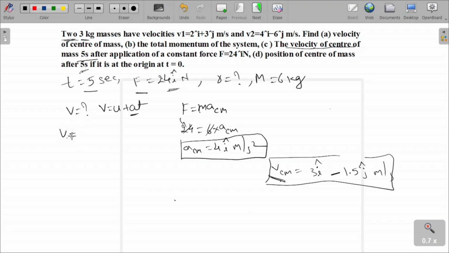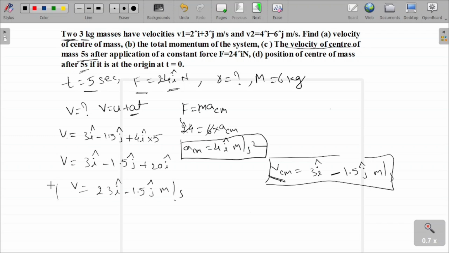Now substitute v equal to u plus at. What is the initial velocity? This is the one, that is 3 I cap minus 1.5 j cap, plus acceleration 4 I cap into time. Time is 5 seconds. So v equal to 3 I cap minus 1.5 j cap plus 20 I cap. Then v equal to 20 plus 3, 23 I cap minus 1.5 j cap meters per second. So this is the velocity after 5 seconds. Okay, this is the velocity.